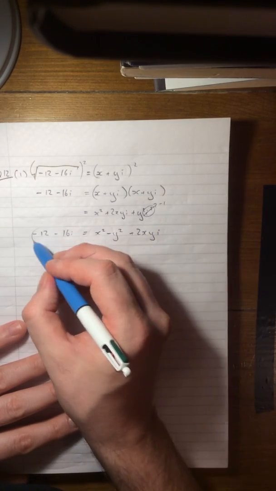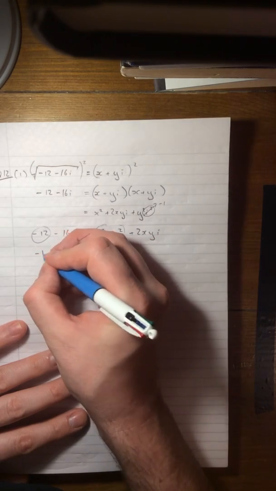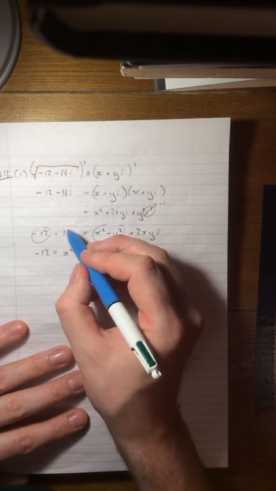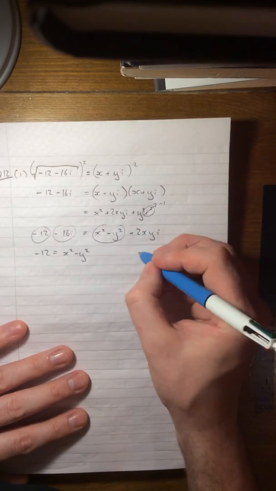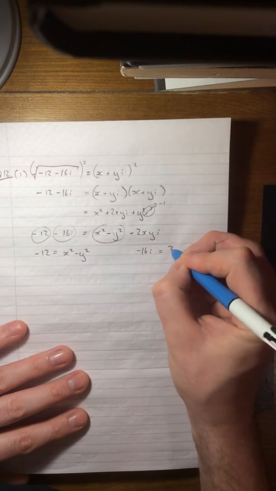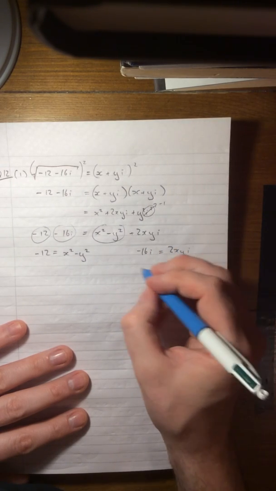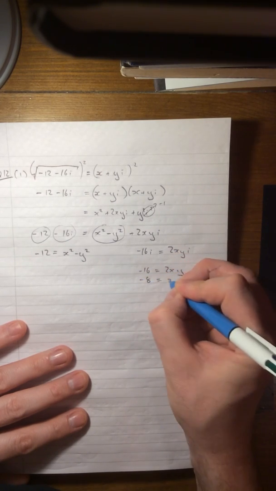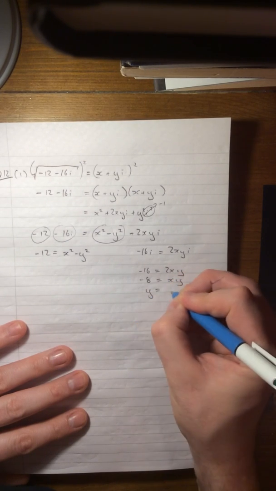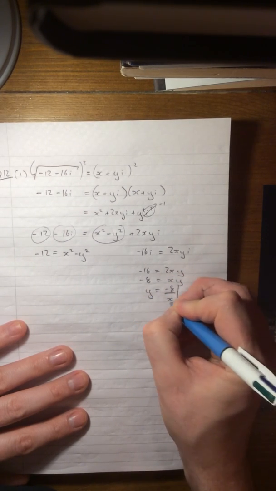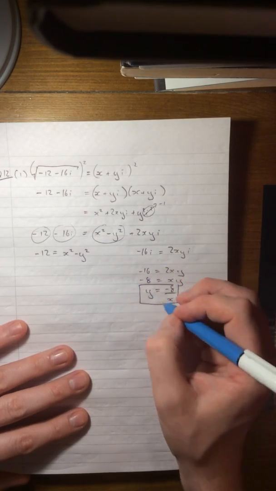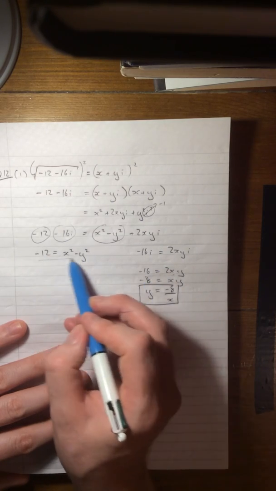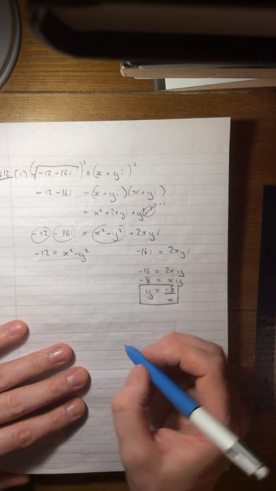Real parts have to equal real parts. That means minus 12 has to equal x squared minus y squared. And imaginary parts have to equal imaginary parts. That means minus 16i has to equal 2xyi. And this straight away gives us minus 16 equals 2xy, minus 8 equals xy, and if you like, y equals minus 8 over x. Okay, the reason I'm doing that, if you know how to do this type of thing, this is a substitution. You've got one linear equation, one quadratic, and they're simultaneous equations. They're true at the same time.